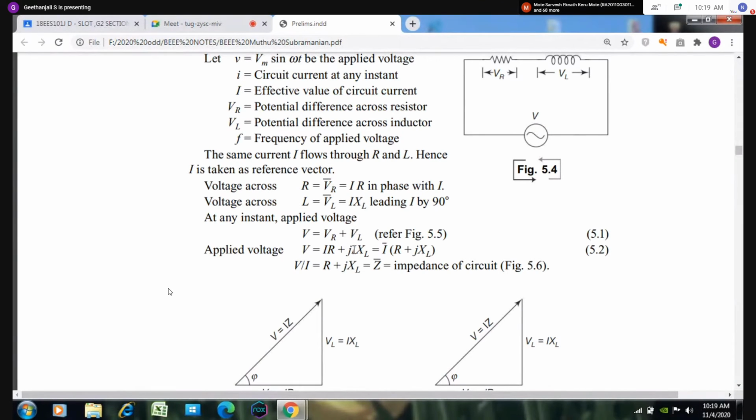Anybody? Anybody tell the answer for this question? What is XL? Ma'am, omega L, 1 upon omega L. Okay, that is the meaning.